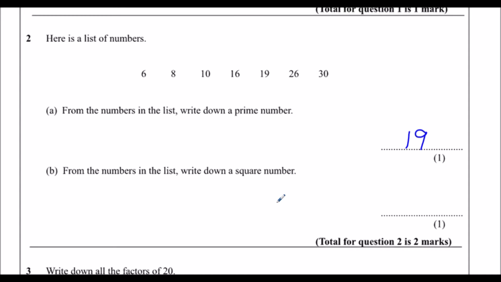And write down a square number. So the square numbers are 1, which is 1 times 1, 4, which is 2 times 2, 9, which is 3 times 3, and so on. So 16 is 4 times 4, and 16 is on the list. So 16 is our square number.